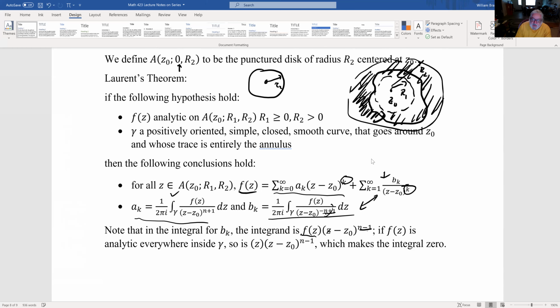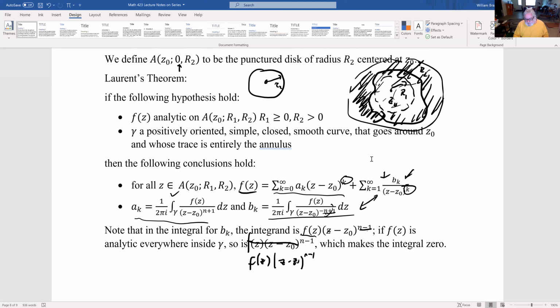So if your function is actually analytic everywhere inside of here, oops, I forgot the f here. So this should be f of z times z minus z naught to the n minus 1. So if your function is analytic everywhere inside the annulus, then all these coefficients are 0. So the bk's disappear and you're just left with the Taylor series, right?